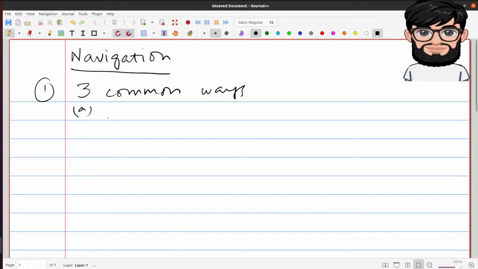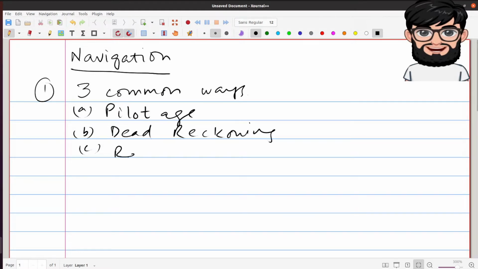Number 1 is called pilotage. Then we have dead reckoning. And the third one is using radio navigation. So pilotage means by reference to visible landmarks. So the pilot is just looking outside, looking at the surroundings, and making decisions on that.